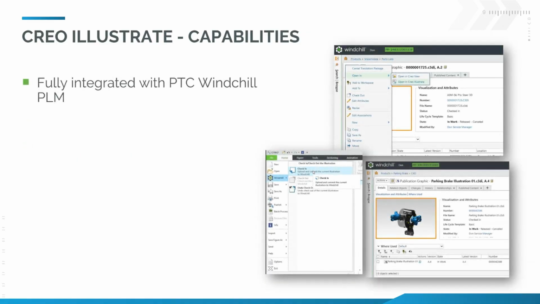Creo Illustrate also fully integrates with PTC's Windchill PLM system, and it can be used to create parts or catalog pages, as well as representations that are connected back to that engineering CAD through Windchill.